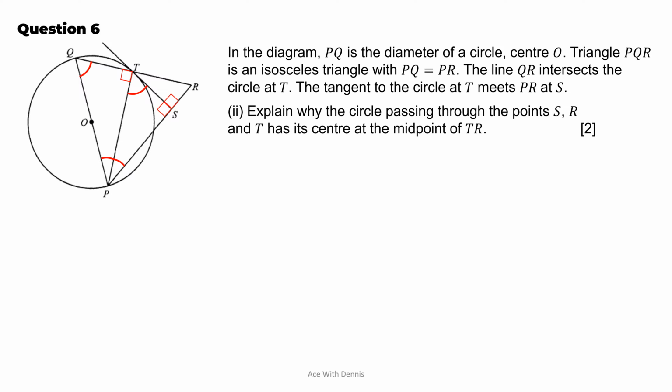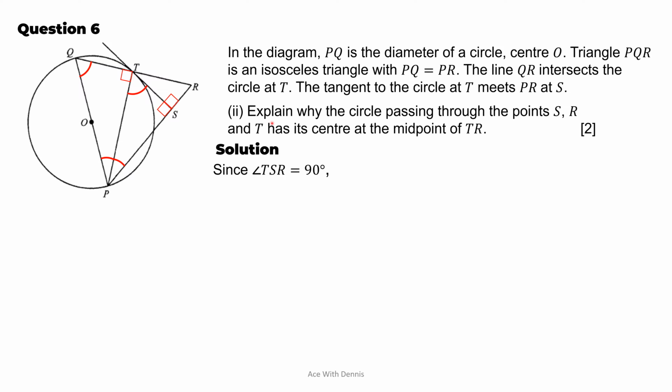Part 2. Explain why the circle passing through the points S, R, and T has its center at the midpoint of TR. 2 marks. Alright, so where is the point? So S, R, and T. We know it is already 90 degrees, right? So the midpoint of the TR is the center. Okay, so this is pretty easy.